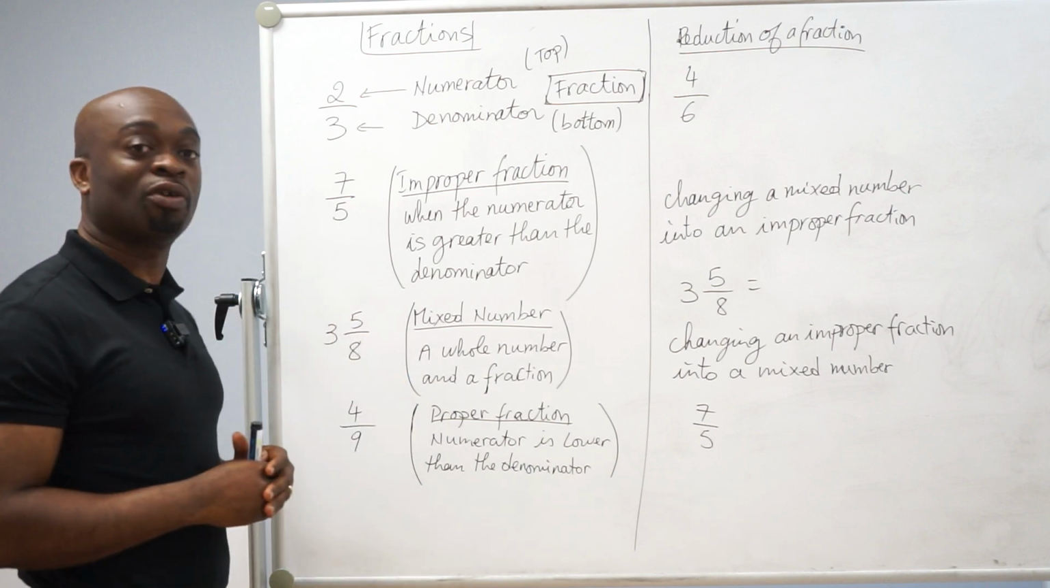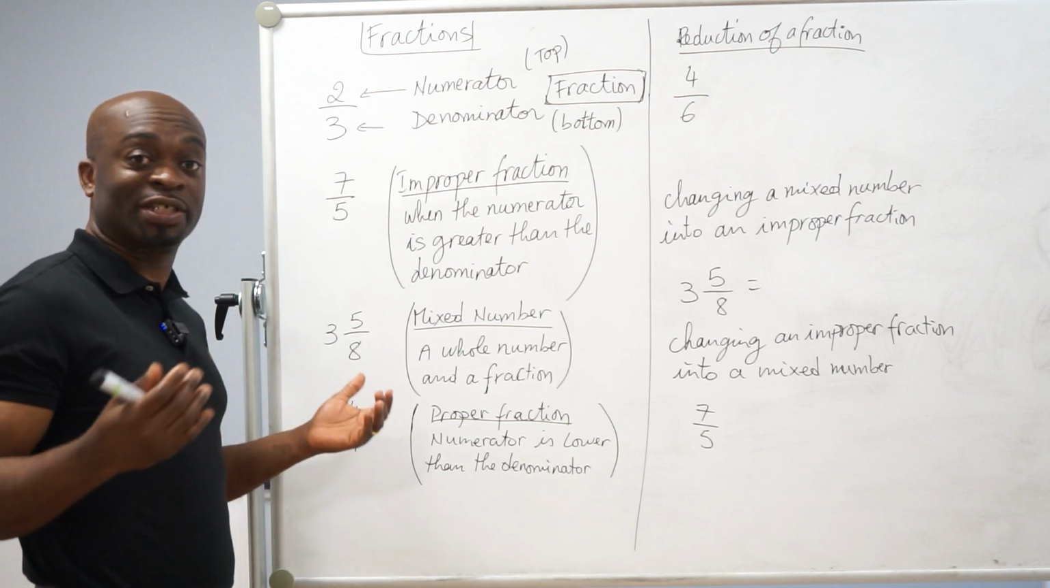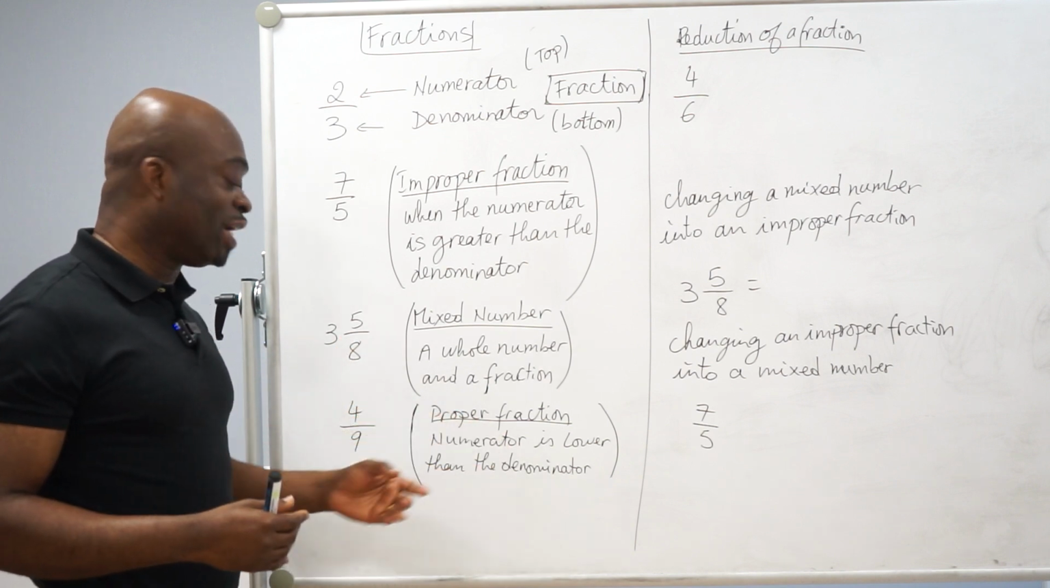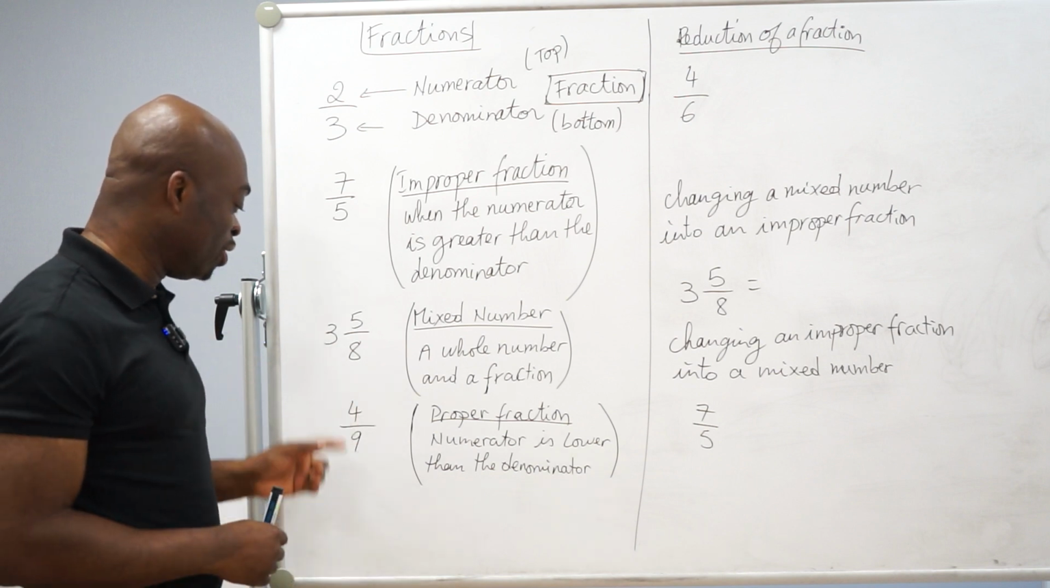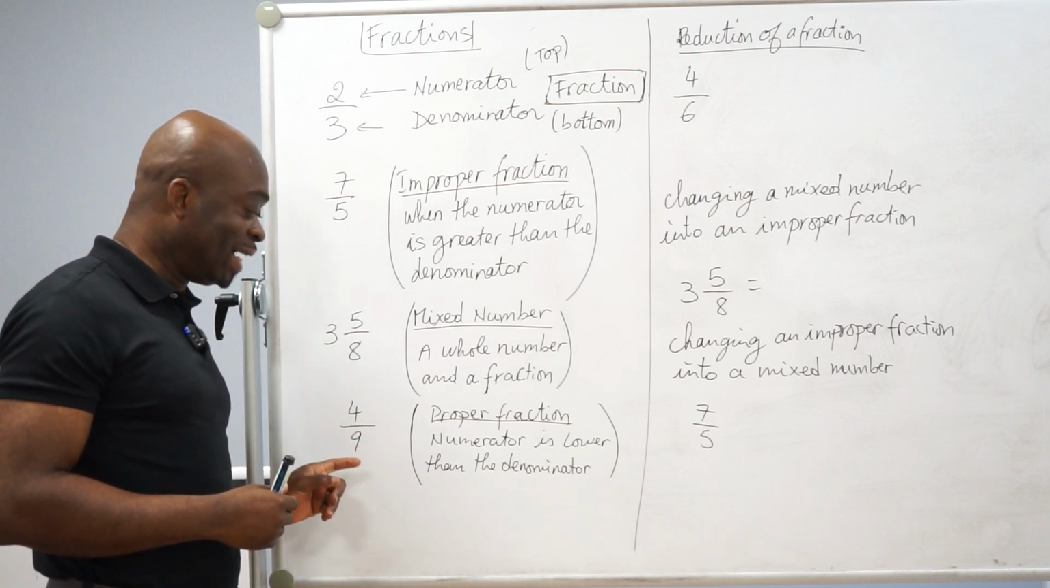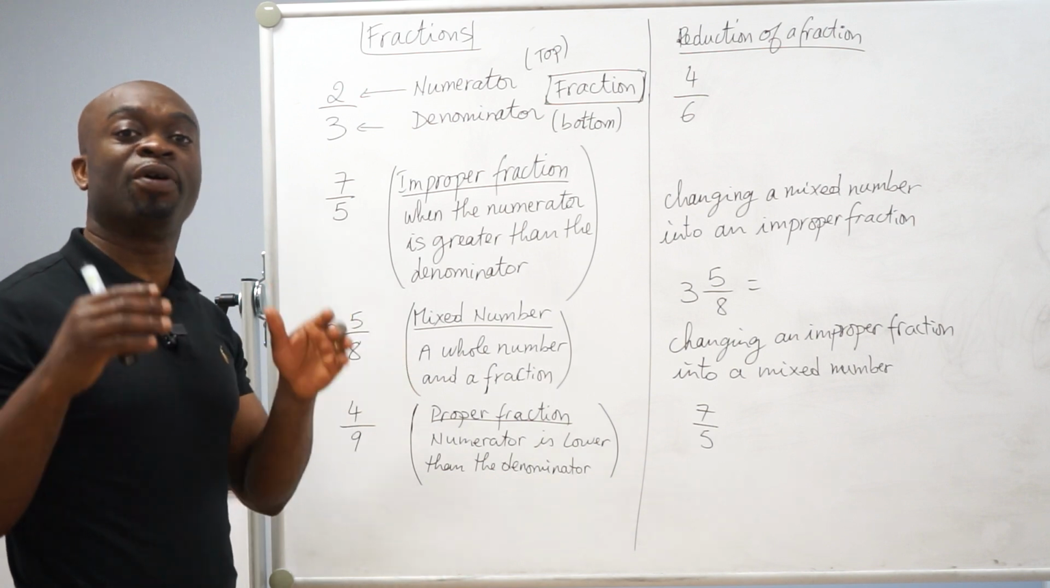Now, a proper fraction is very simply the kind of fraction that we know about. The numerator is lower than the denominator. So we have 4 over 9 here. As we can see, the 4 is lower than the 9. That's what we call a proper fraction.